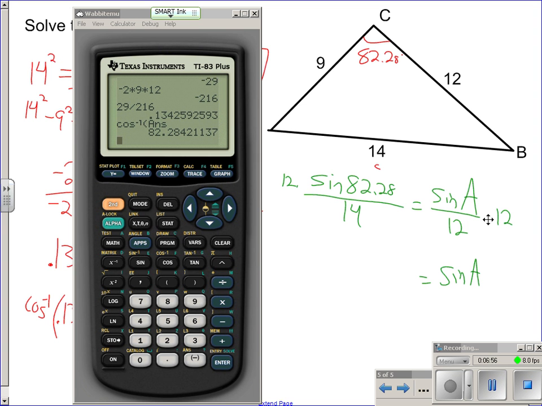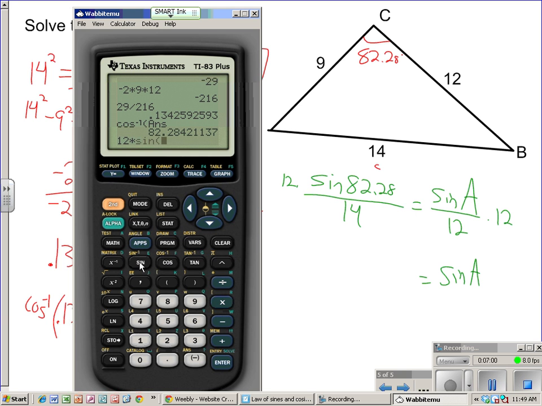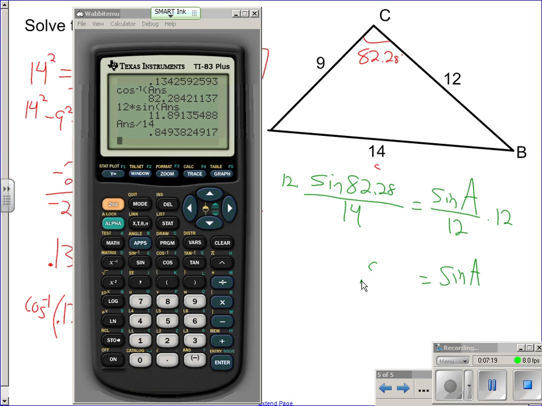So, I have 12 multiplied by the sine of, and I got that last answer there, so I'm just going to use it again. The sine of the 82, then that's being divided by 14. Notice how I'm doing these in just little chunks of calculations. I'm not trying to enter the whole thing in all at once. That's where mistakes are made. So the sine of angle A is 0.84938.